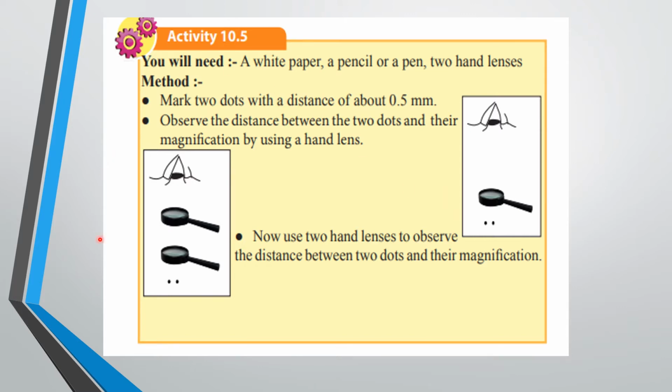So by doing this simple activity, you will be able to understand that it is more profitable to use two simple microscopes or two convex lenses to magnify minute objects than using one single convex lens.